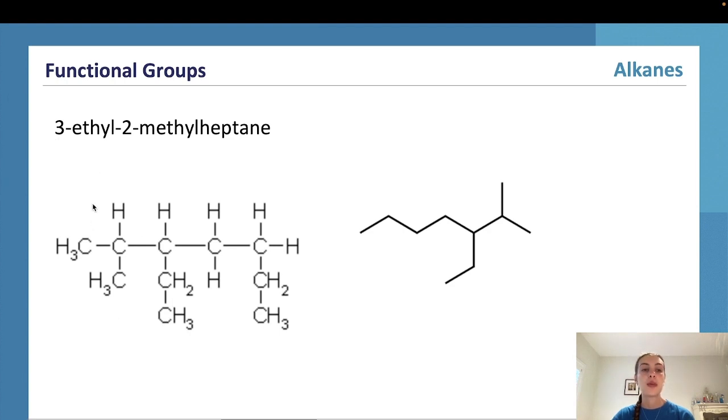Then going along, we've got a 2-methyl group. So we've got a methyl group, a single carbon branch on the second carbon along the chain. So we can go 1, 2, and this here we can see we've got a methyl group located here, as we've got 1 carbon branching off the main chain. And so that's what our extended structural formula would look like for this particular molecule.